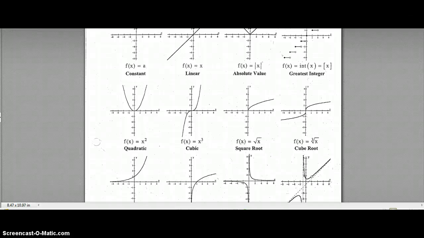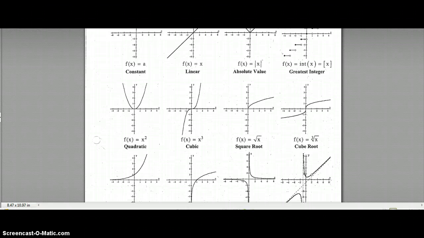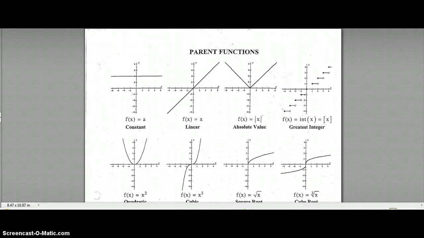Alright, I want to talk about how to graph exponential and logarithmic functions. And I want to compare it to what you should already know about how to graph quadratic functions and do transformations with those. So I first want to start with something called the parent functions. Every function belongs to a different family.